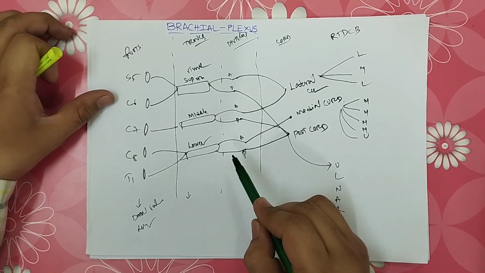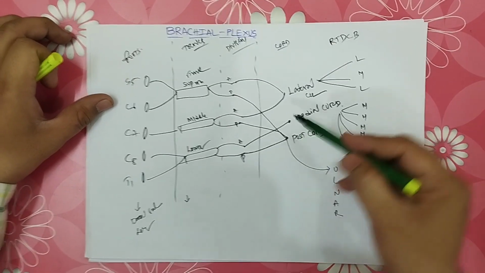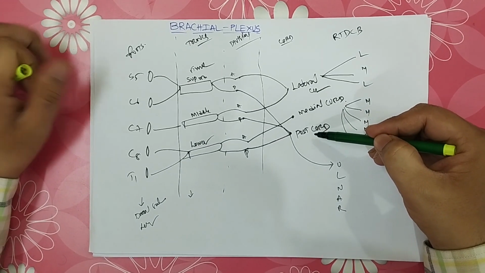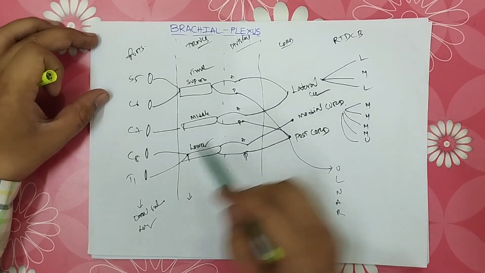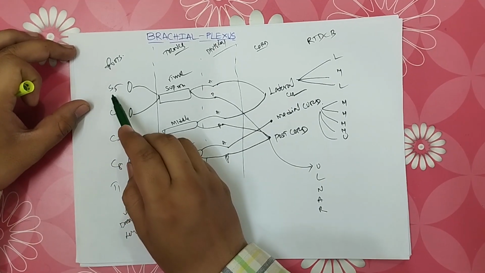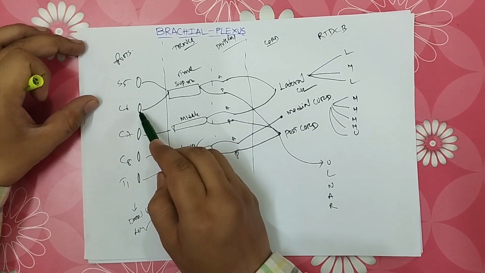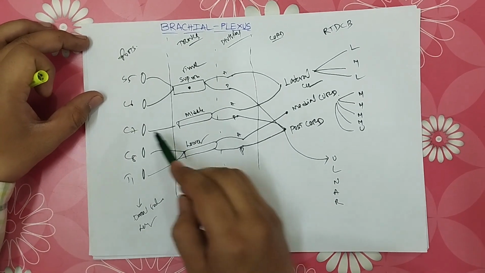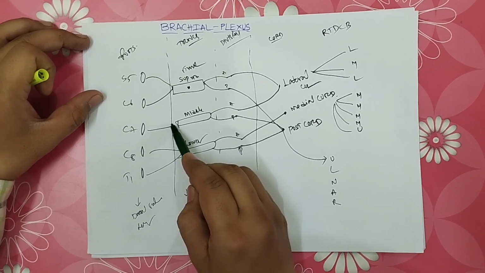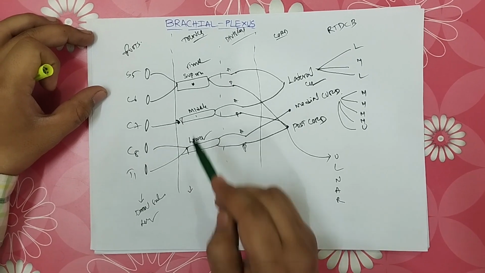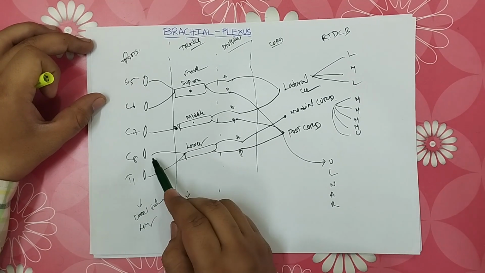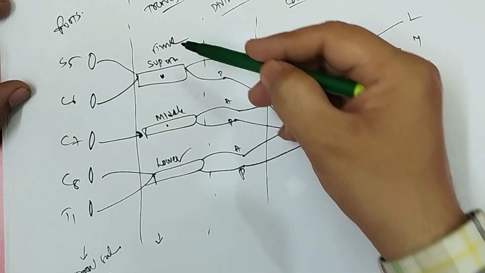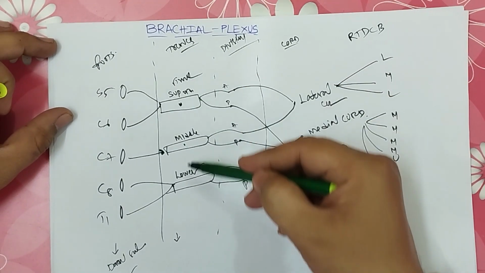Okay, now these divisions give rise to cords. These are the lateral cord, medial cord and posterior cord. Now comes the branches. See how roots are formed: C5 and C6 unite to form the upper trunk. C7 alone forms the middle trunk. C8 and T1 unite to form the lower trunk. This is how the trunks are formed.